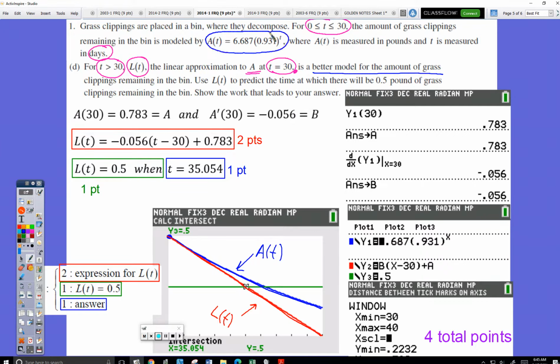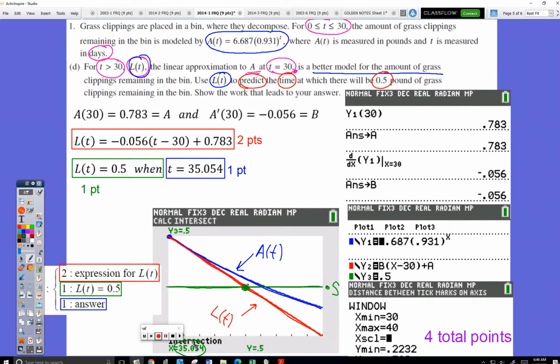Turns out this other formula works better after day 30. We're supposed to use L, so we're using the red down here, using this line here. We're supposed to use that line to predict the time. We're looking for a time when there's a half a pound of grass. So we'll go back to the calculator. I draw a line that shows a half a pound of grass. I find this intersection because I'm using L. That occurs at this time. That's my answer.